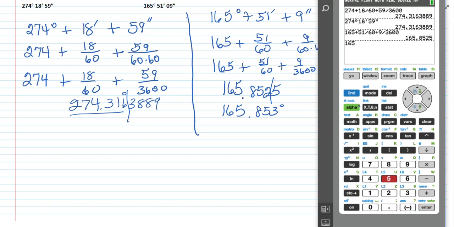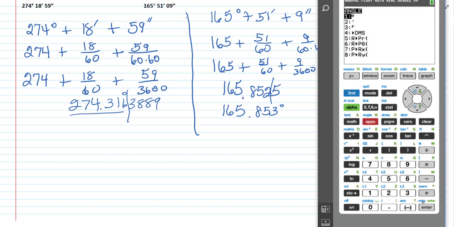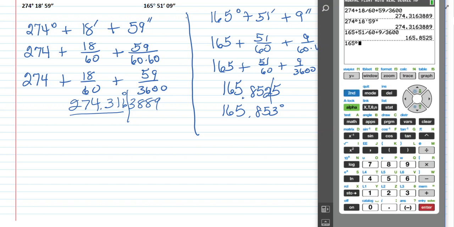All right, now we're going to do it with a calculator. 165 second apps 1. And then we'll do 51 second apps 2. Then we're going to do 9 alpha plus, and then enter. Did I get the same thing? Yes. Okay. Very good.